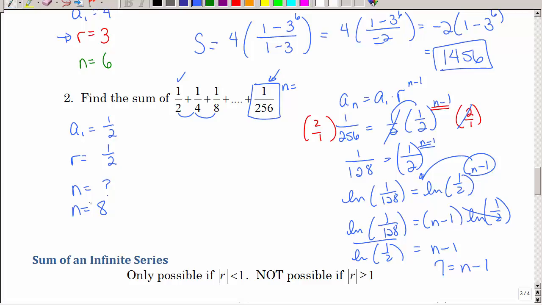Probably so. Just trying to review some skills that you may need for future math courses. So now I need to know the sum. So the sum is A1 times 1 minus r to the nth power divided by 1 minus r.